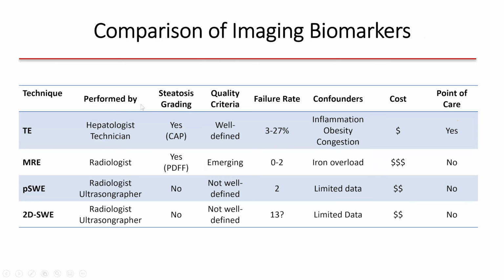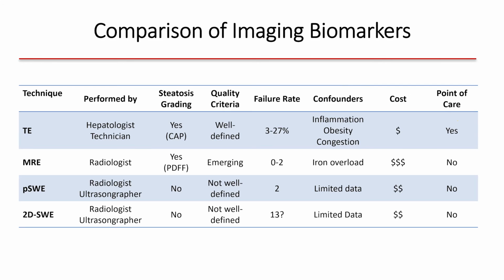Fibroscan can be performed by us in clinical practice. It's pretty good at being able to diagnose both steatosis as well as fibrosis. It has a pretty low failure rate if it's in the right hands. The 27% comes from some of the earlier studies before they had the XL probe. And it's relatively cheap, but the key for this is the point of care. This can be done in our clinic where we have instant results.